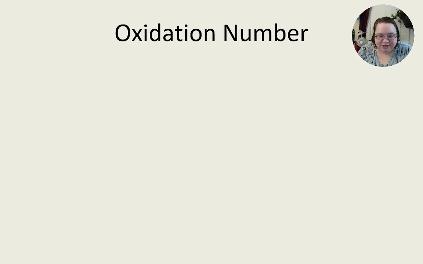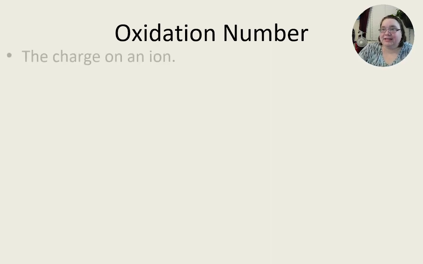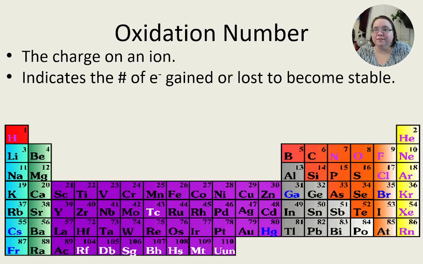So the oxidation number is the charge. It is the charge of your ion. So it gives you an idea as to how many electrons an element has gained or lost. Now, when we're looking at our periodic table, there is a predictable pattern in the oxidation numbers that all of our elements will form.